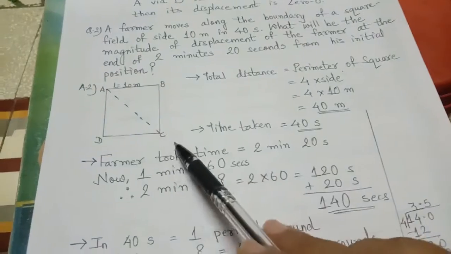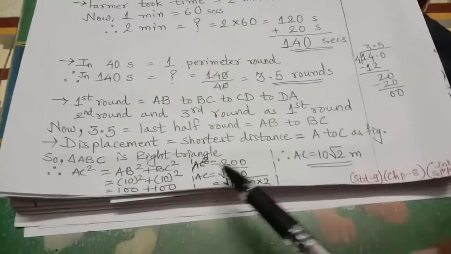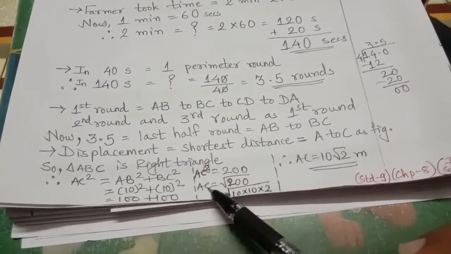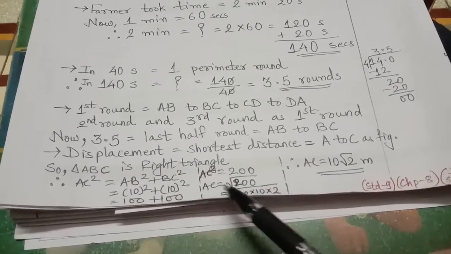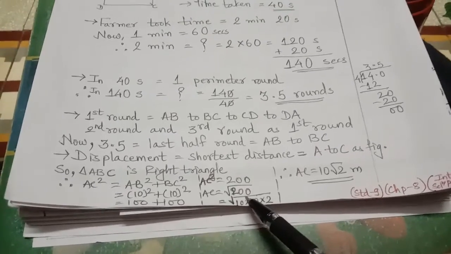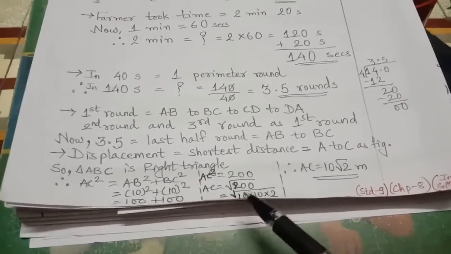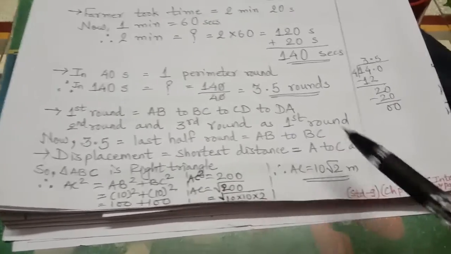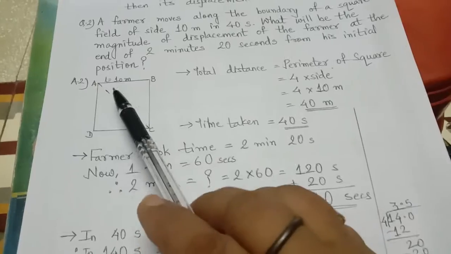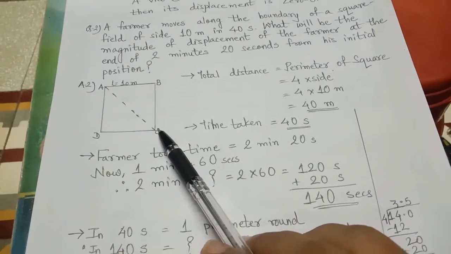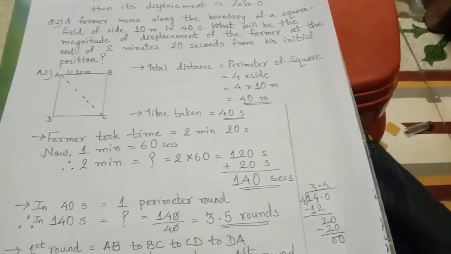But we don't want AC square, we want only AC, this displacement measurement. So AC square is 200, and taking the square root, AC is equal to root of 200. Now if we take factors of 200, it is 100 times 2. The square root of 100 is 10. So AC is 10 root 2 meter. So displacement is A to C, and it is 10 root 2 meter. This is how we can calculate the numericals.